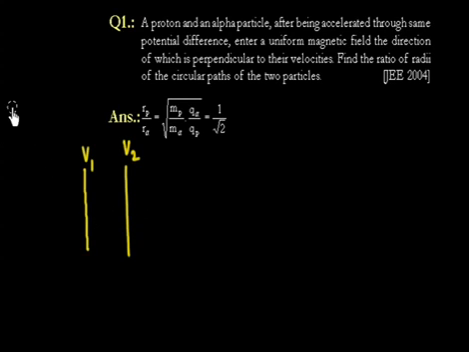So let us say the particle emerges from this potential difference with some velocity. It will gain some velocity. So let us say v is the velocity, and delta V is the potential difference between these two plates. Now after this, it enters a uniform magnetic field. So here you have some uniform magnetic field.